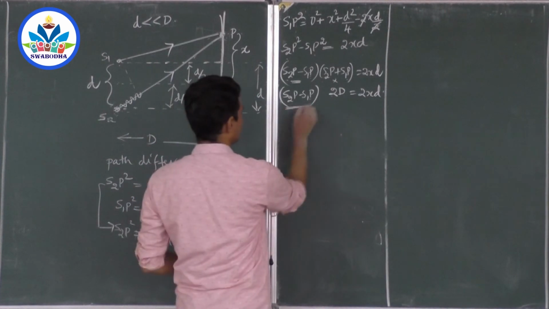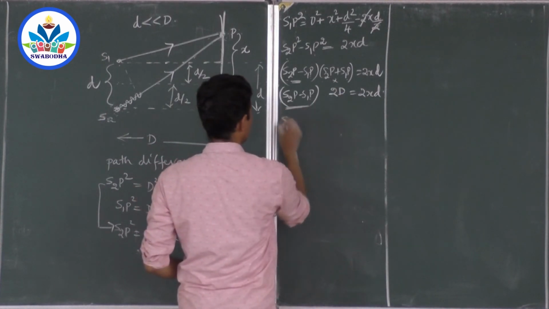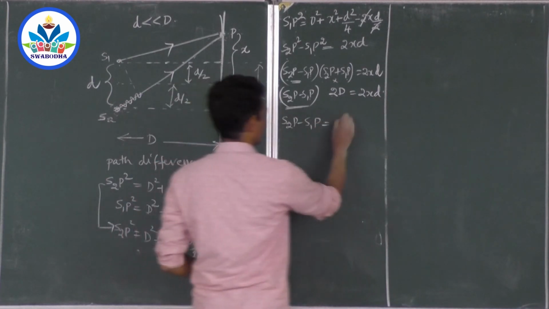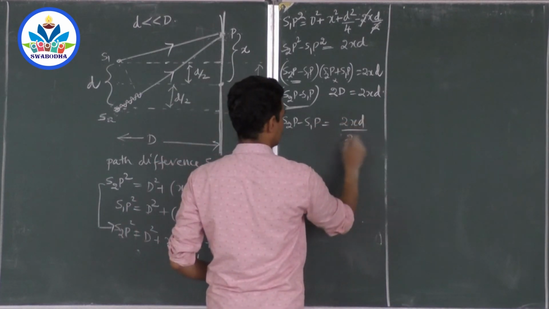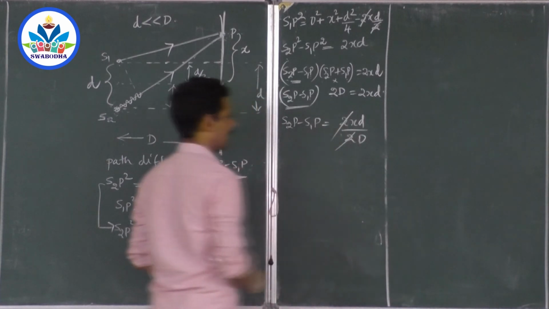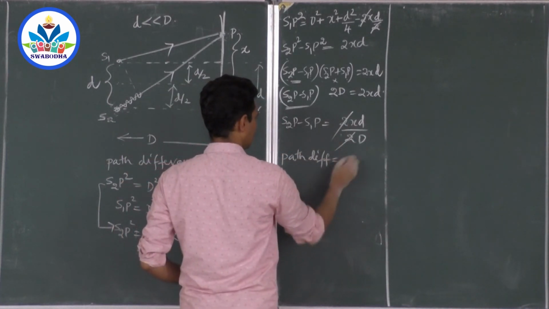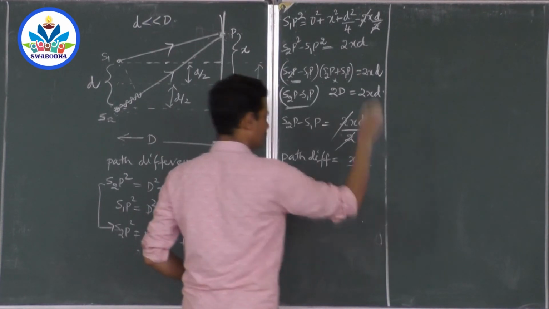Okay? So this is what is needed for us. So what you will get? S2P minus S1P is the path difference, 2xd by D or 2d, and this is cancelled. So the path difference between the waves is xd by D.